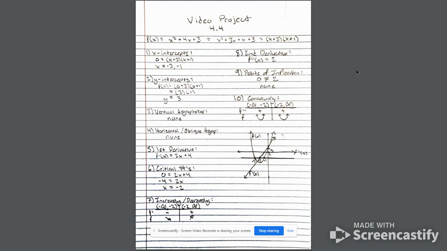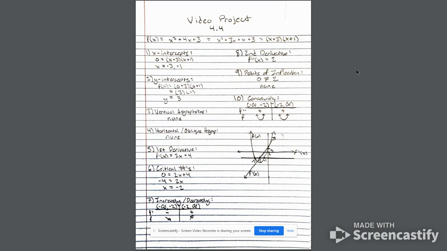This one goes over graphing functions, and I decided to use x squared plus 4x plus 3 as the function I want to graph. And basically, 4.4 goes over a bunch of steps you can use to help you graph and make the whole process a lot simpler. So, starting now, I'll just break down these steps on how to actually graph the function and work out the steps.